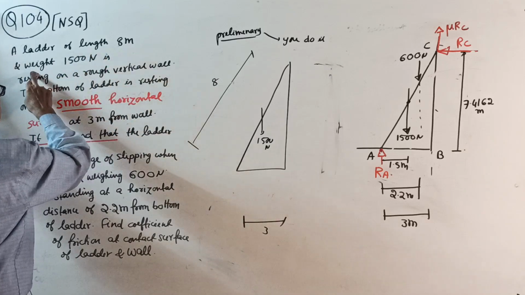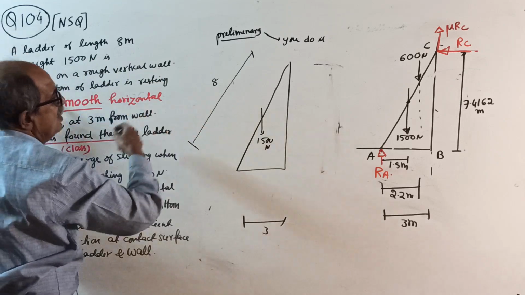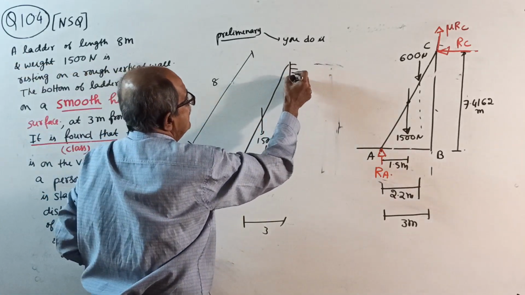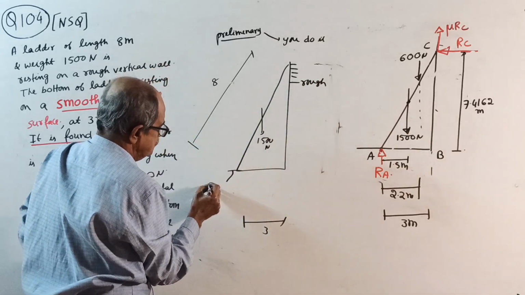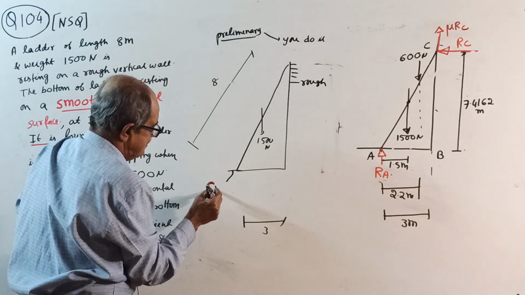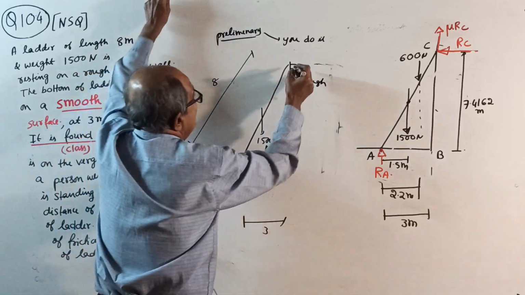A ladder is of length 8 meter and weighs 1500 Newton. It is resting on a rough vertical wall. The wall is rough, whereas the ground is smooth. Therefore, on the wall, friction is there.